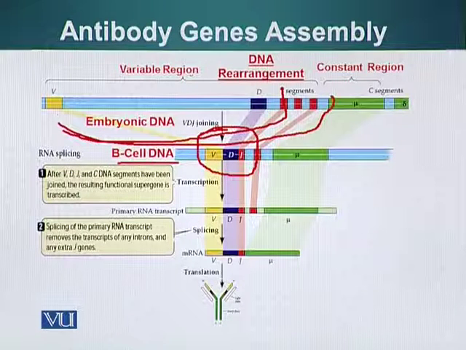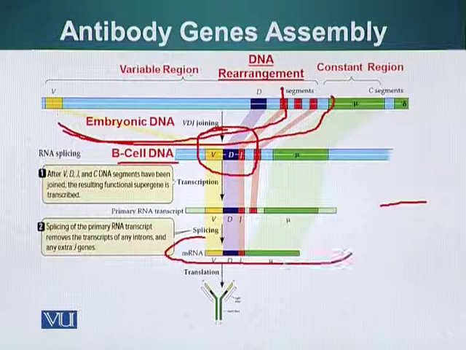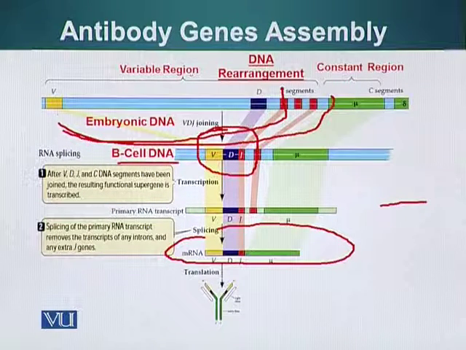Once this has happened, a primary transcription will take place and we'll make the primary RNA transcript. This is a primary RNA transcript because it still contains introns. These introns have to be removed. As you know, we have talked about RNA splicing. These introns are removed, and we have mature messenger RNA, which will move to the cytoplasm. It will be translated into a protein.